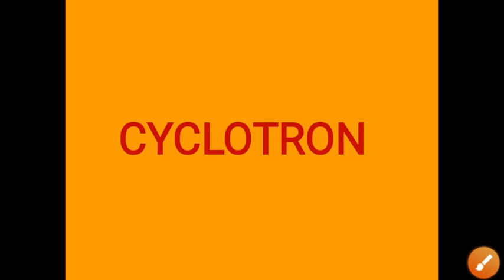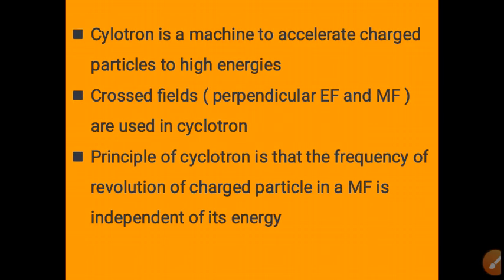We discussed the first application of the crossed fields, that is the velocity selector, and the second application is the cyclotron. Cyclotron is a machine to accelerate charged particles to high energies. That is, it accelerates charged particles. Accelerates means it changes the velocity. That is, it increases the speed.